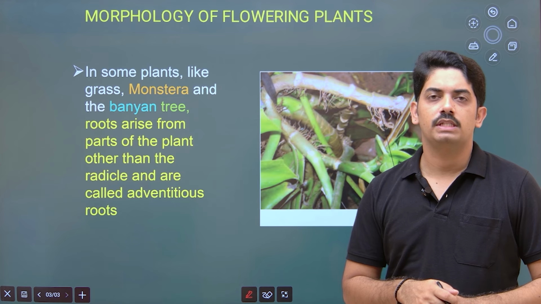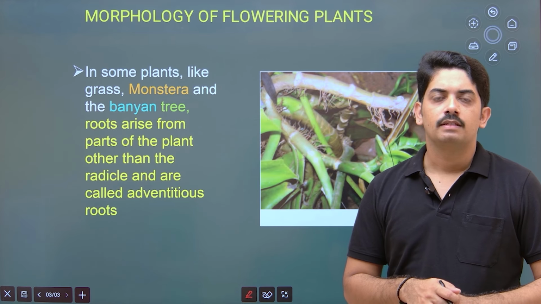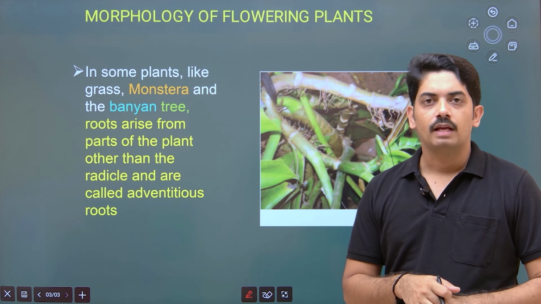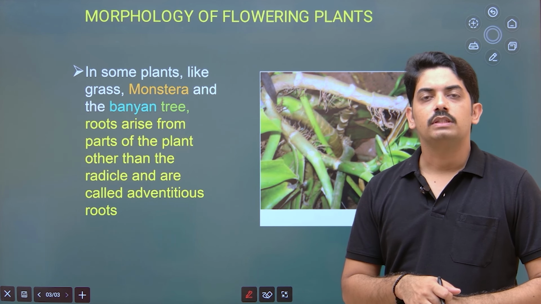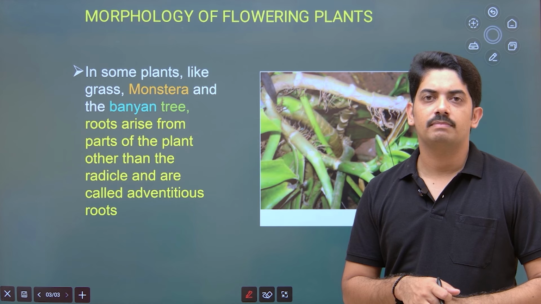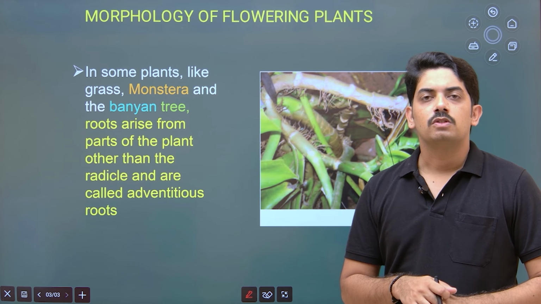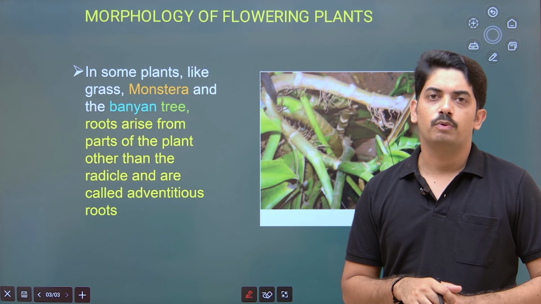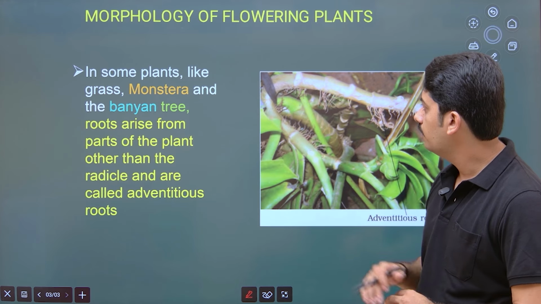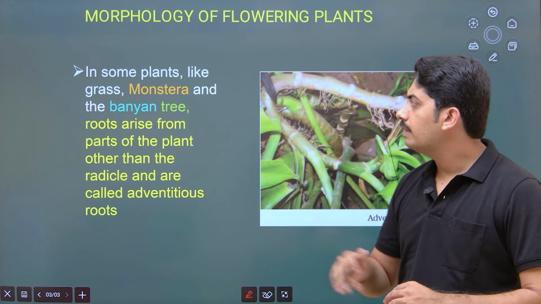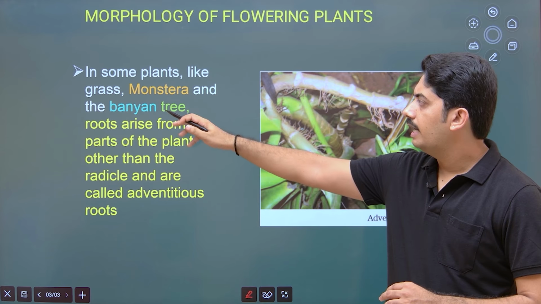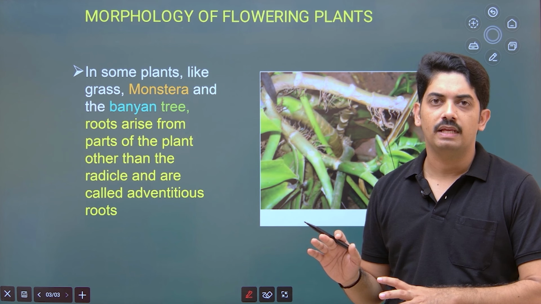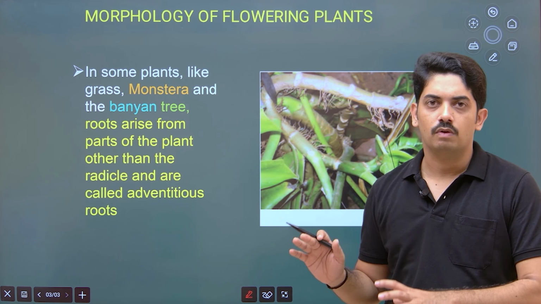But why is it originating on the stem? The reason is, this type of plants, their stem is weak and they are climbers. They need to take support from nearby plants to climb. So for that, these adventitious roots help them to adhere to the supporting plants. That is the function of adventitious root, commonly observed in monstera, and even in banyan tree we observe these adventitious roots, that I will explain in detail in the modifications of root.